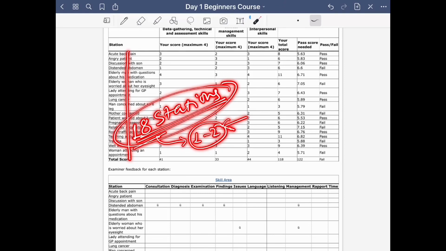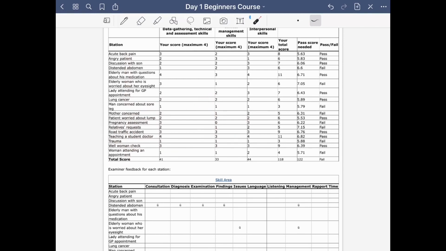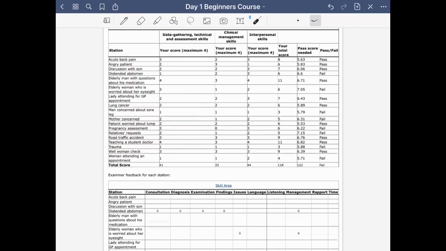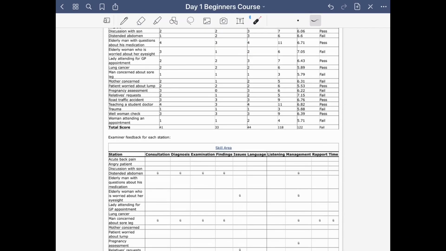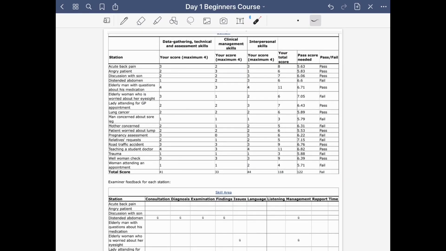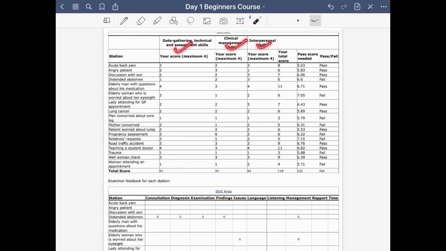If that is the case, then the number of stations that you need to pass will also decrease. What the GMC does is give you feedback on 2 different areas. One is on the domains: the data gathering, technical and assessment skill domain, clinical management skill domain, and IPS domain. And they will also give you feedback on the skill areas. Now, what are the domains? There are 3 domains in which they will mark you. All these domains have a maximum of 4 marks. So a particular station will have 4 plus 4 plus 4, 12 marks in total, and out of that there is a designated pass score needed for that particular station, and you need to pass each station individually to pass or fail that station.